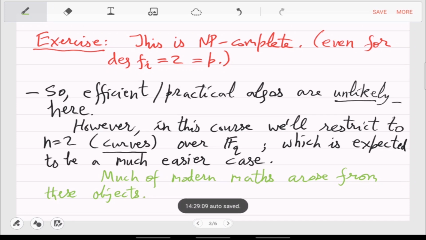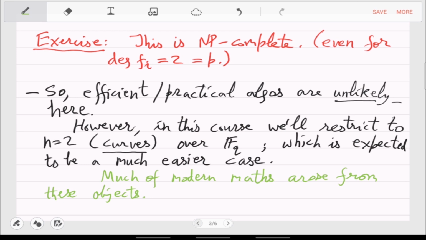Okay, so the objects which we will be studying while studying curves over finite fields, much of modern maths has been invented or discovered to generalize those things to harder cases.